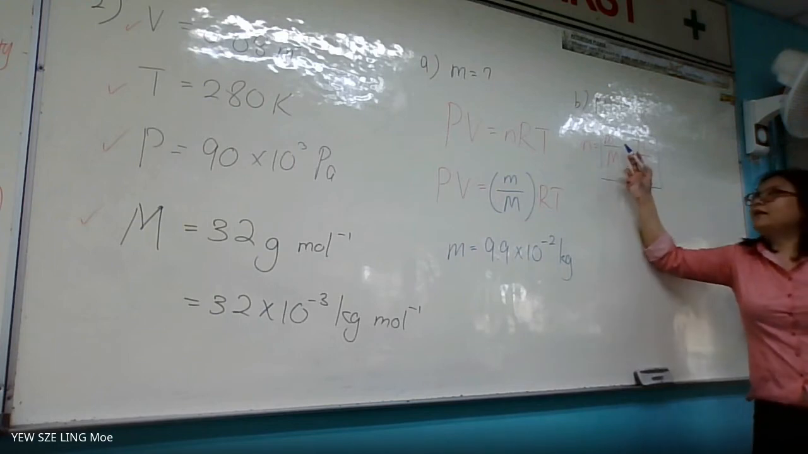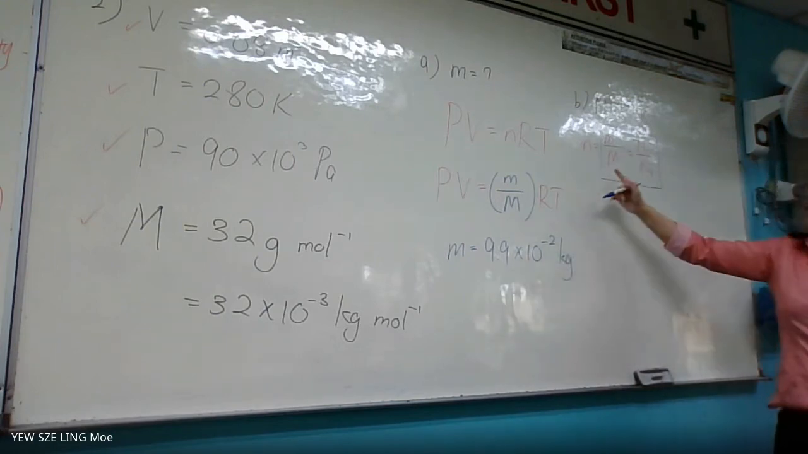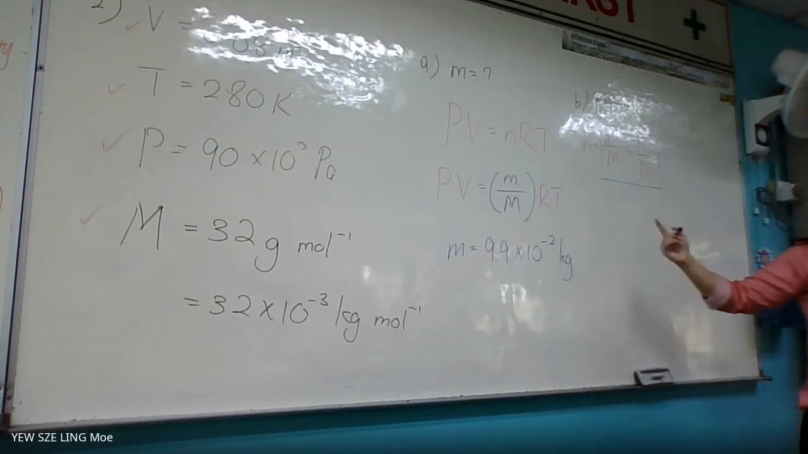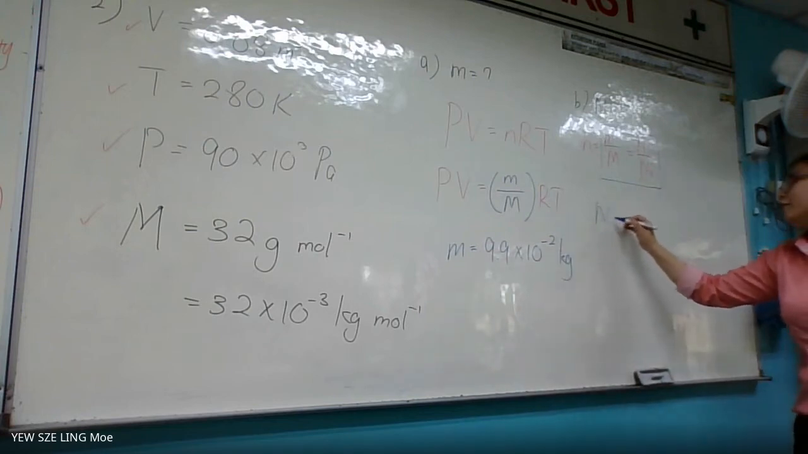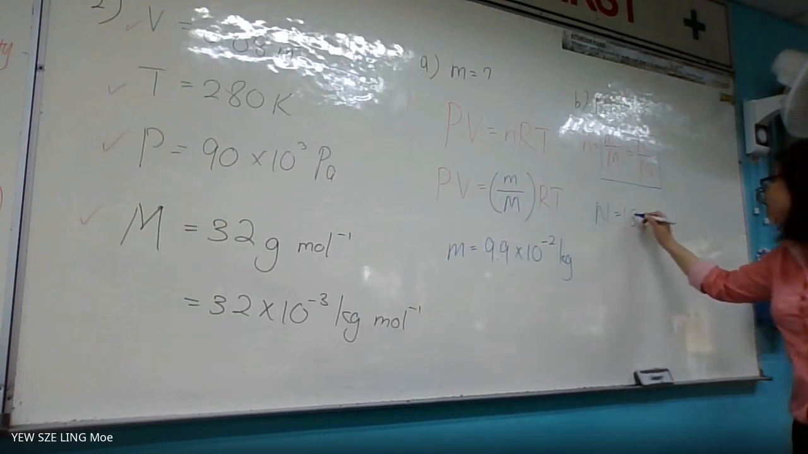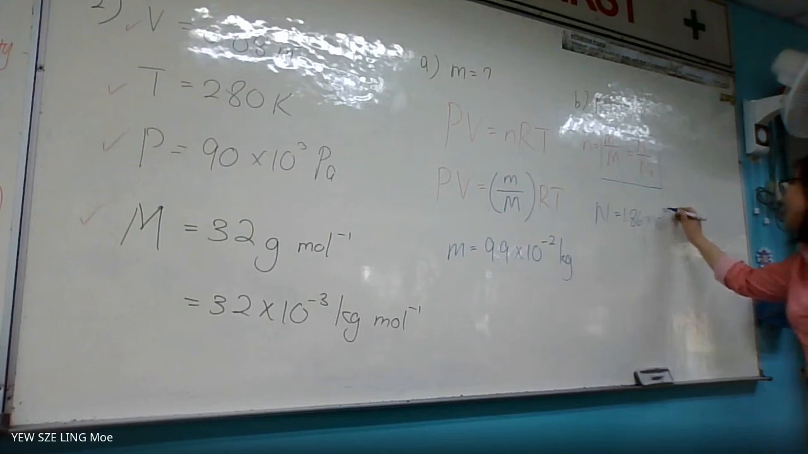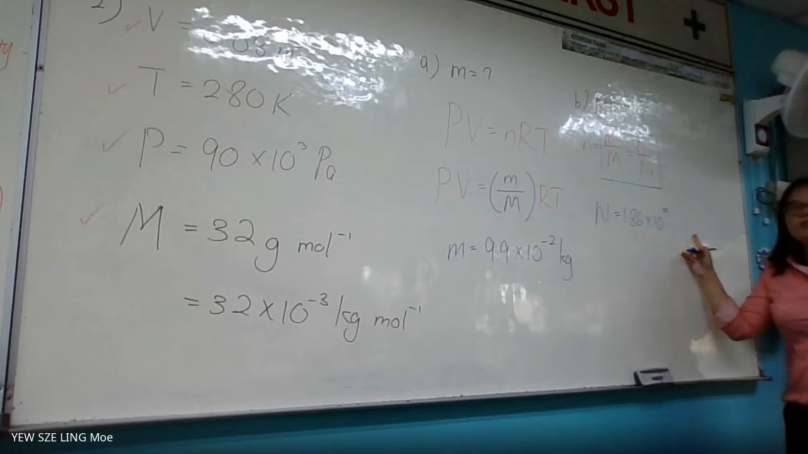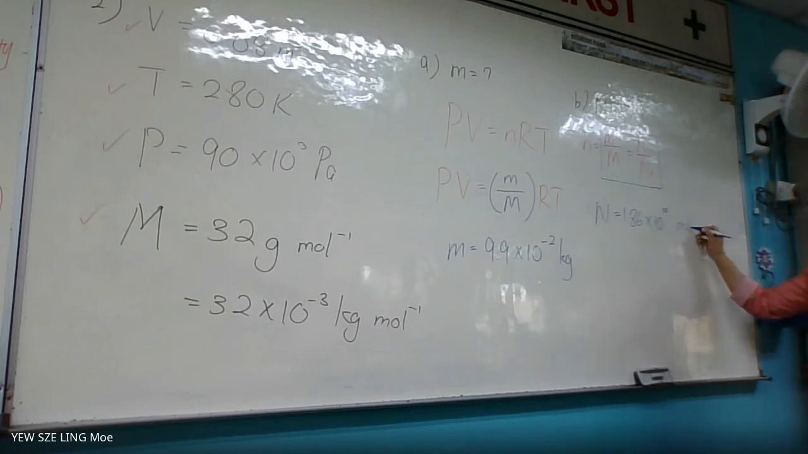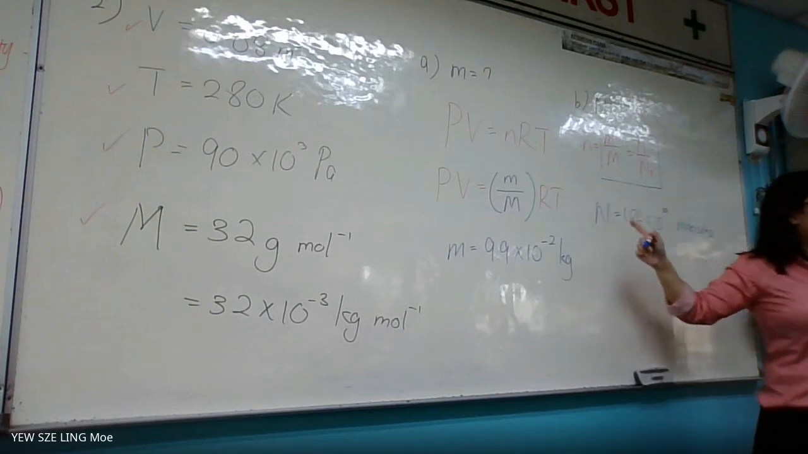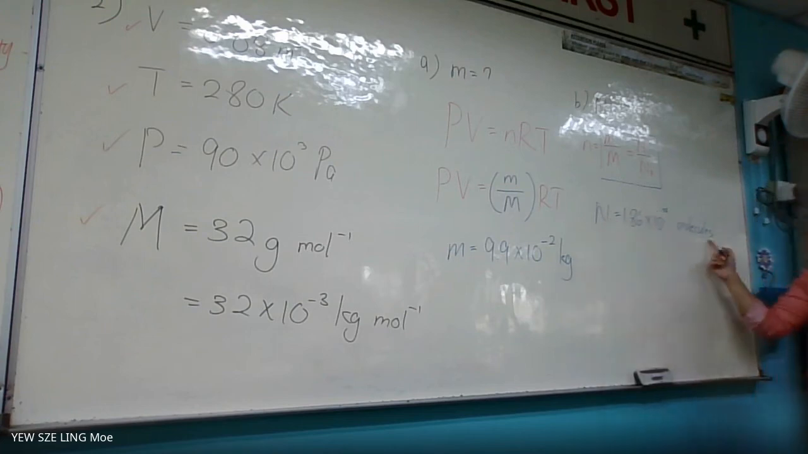So you plug in the values: you got the mass from question A, and the molar mass from the main question. The Avogadro number is a constant value, so N is equal to 1.86 times 10 to the power of 24. Now you need to write down the unit. Since this question is talking about molecules, therefore the unit is molecule. You cannot leave it blank. N is a quantity. Every quantity must come with a unit.